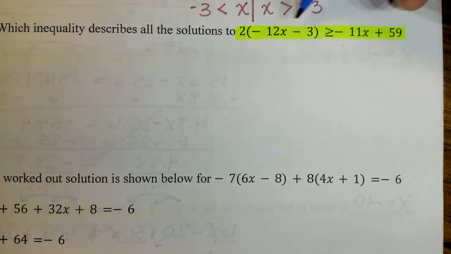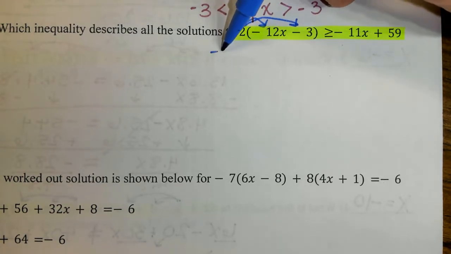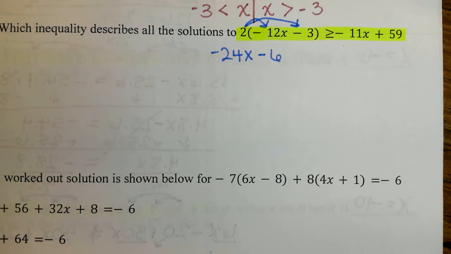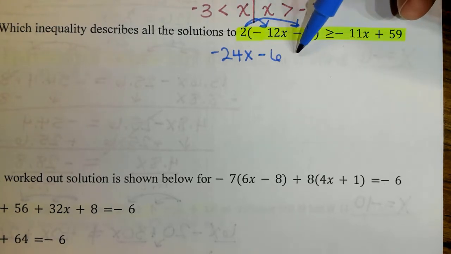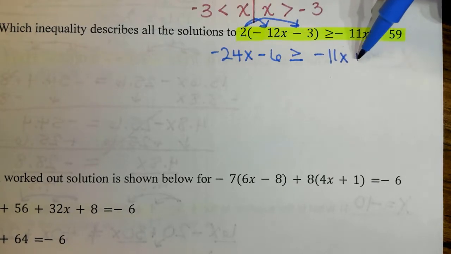So on this one, now I have parentheses, so now I have to distribute. So I'm going to do 2 times negative 12x. You get negative 24x. 2 times negative 3, negative 6. And my symbol didn't change, and none of this has changed, okay?